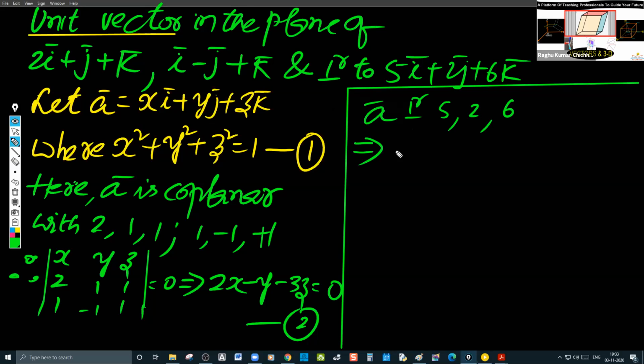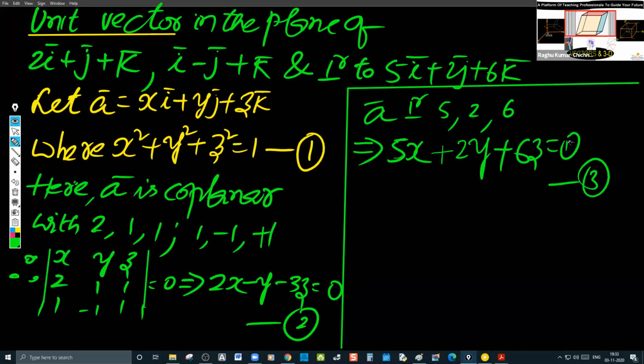5x dot product, you know that working rule: A1 A2 plus B1 B2 plus C1 C2. So 5x plus 2y plus 6z is equal to 0, equation number 3. That's it, we have got.